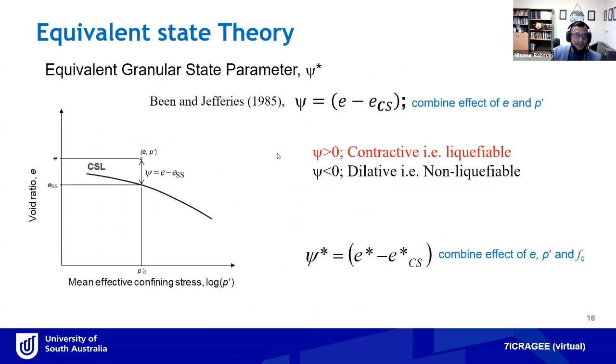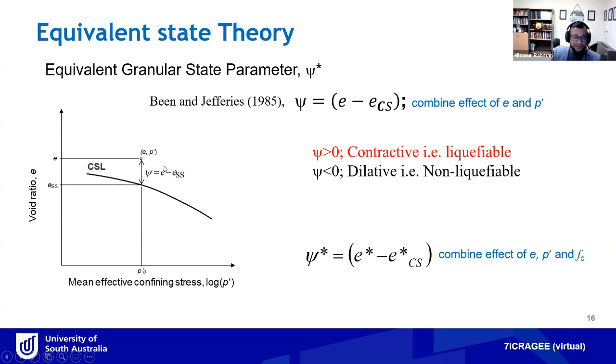When you have the critical state line, we can use the Been and Jefferies concept to define a state parameter. A state parameter is nothing but the void ratio of a soil minus the void ratio on the critical state line at the same P. That means a state parameter combines the effect of density e and P. Now, if a soil is above the critical state line, the state parameter is positive, it would be contractive and liquefiable. If a soil state is below the critical state line, it would be dilative and non-liquefiable.